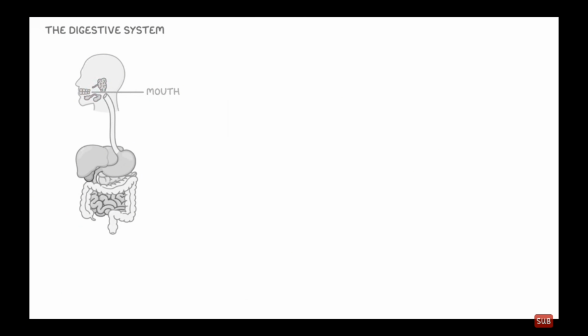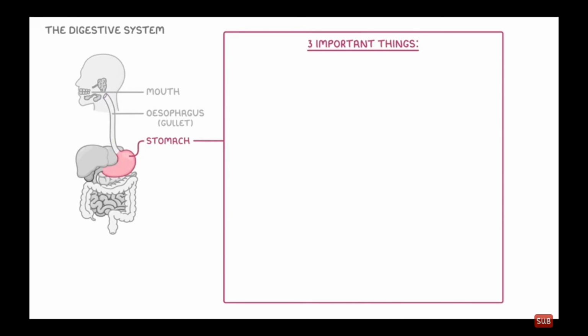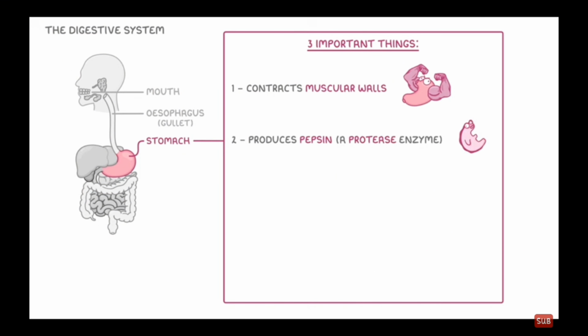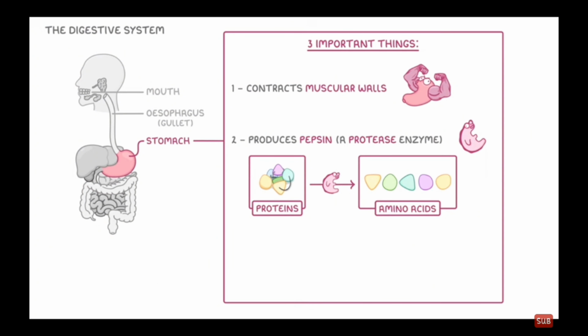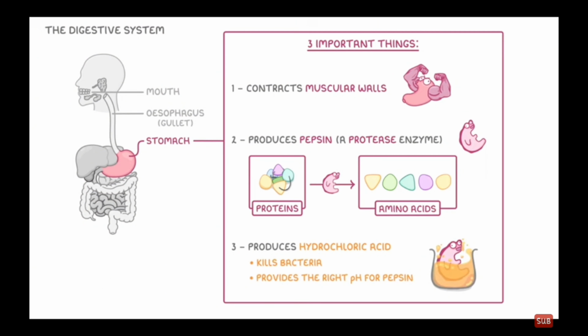Next, you swallow the food, and it passes down a muscular tube known as your esophagus, or sometimes called the gullet. Very quickly, though, it passes through to your stomach, which does three important things. First, it contracts its muscular walls, which push the food around and mix it all up. Second, it produces pepsin, which is a protease enzyme that breaks proteins down into amino acids. And third, it produces hydrochloric acid, which both kills any bacteria we might have swallowed and provides the right pH for the pepsin enzyme to work in.